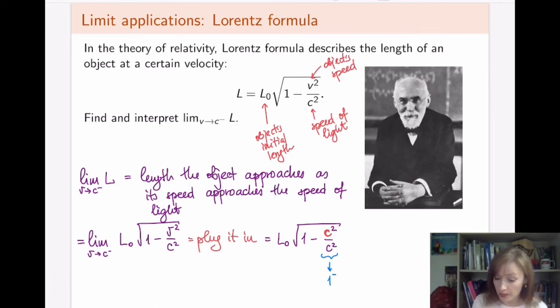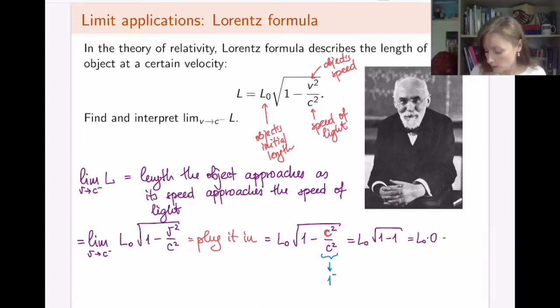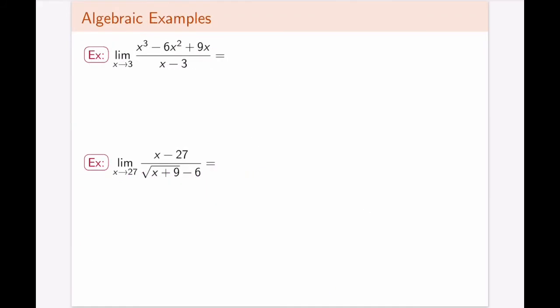Okay, now with that in mind, I can actually compute what happens next, right? So I'm going to have L naught square root of 1 minus 1, because that's what my quantity approaches. 1 minus 1 is 0, a positive 0 here, right, on the positive side. So it's going to be L naught times 0, which is 0. Okay, so my ultimate answer here is that as an object approaches the speed of light, its length approaches 0. That makes sense. Try to justify that to yourself. Getting better at doing limits means doing more limits.